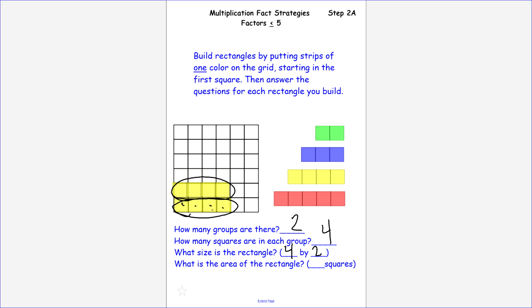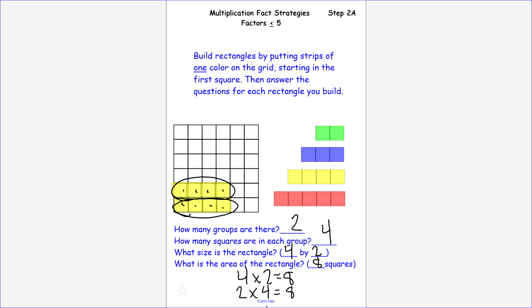1, 2, 3, 4, 5, 6, 7, 8. The area of this rectangle is 8 squares. So we now know that 4 times 2 equals 8. We also know 2 times 4 equals 8 because the commutative property of multiplication says we can change the order of the factors without changing the area. So we now know 2 more benchmark facts. 4 times 2 equals 8, and 2 times 4 equals 8.